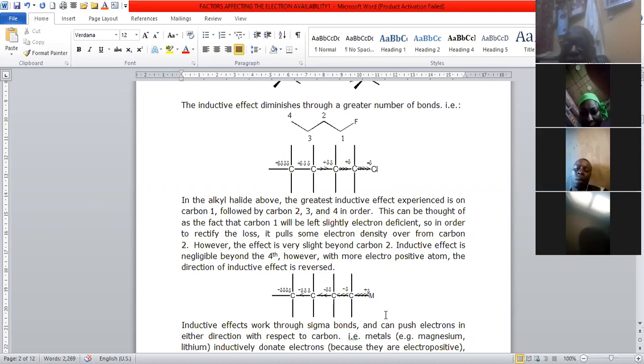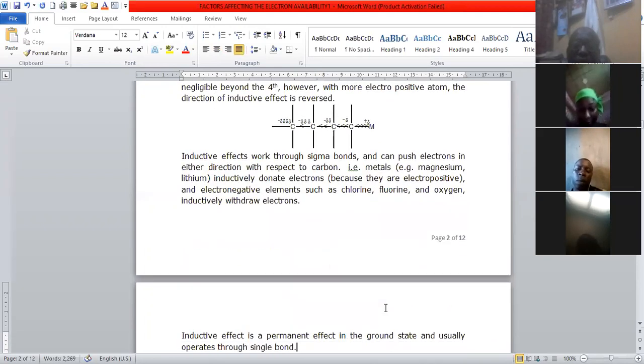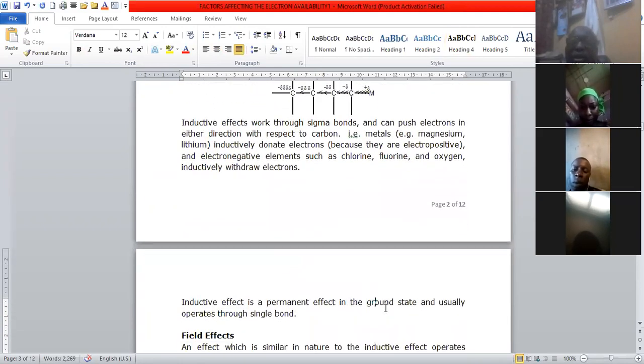Now, look at it this way. In this other case, electron is being pulled toward the carbon chain. That is positive inductive effect. Here, electron is being pulled away from the carbon chain. That is what? Negative inductive effect. Okay, so that is inductive effect for you. Inductive effect can be positive or it can be negative.